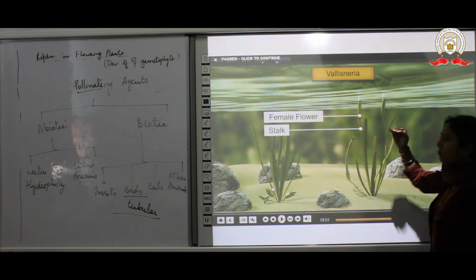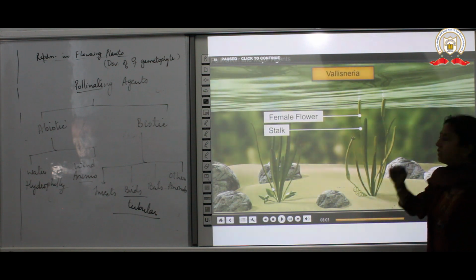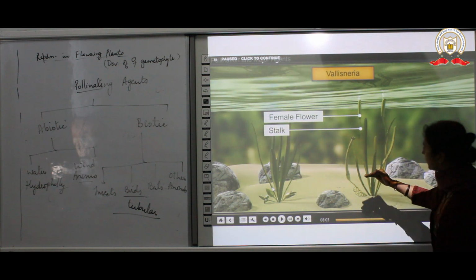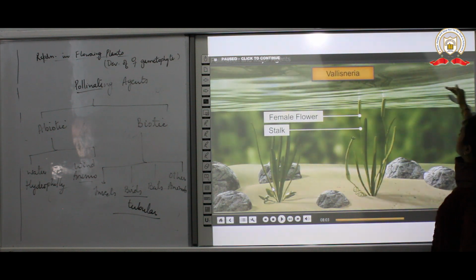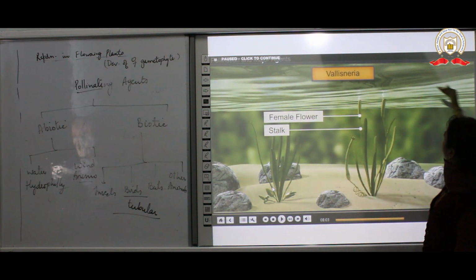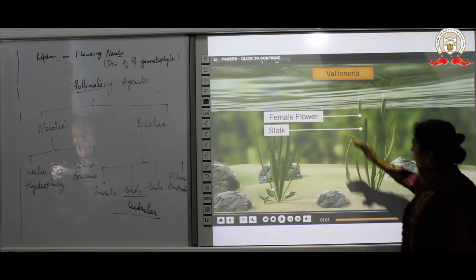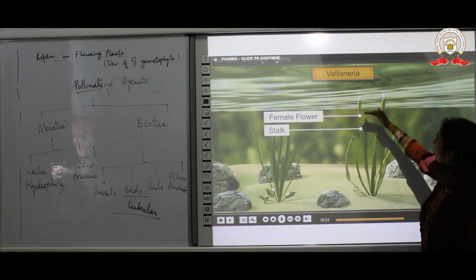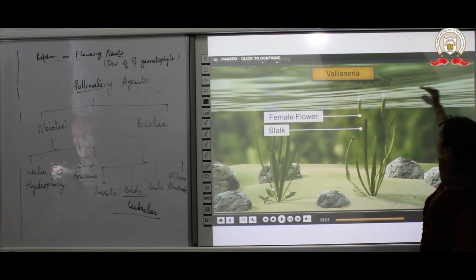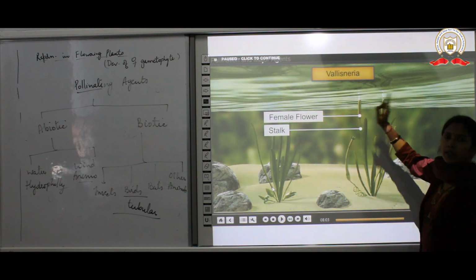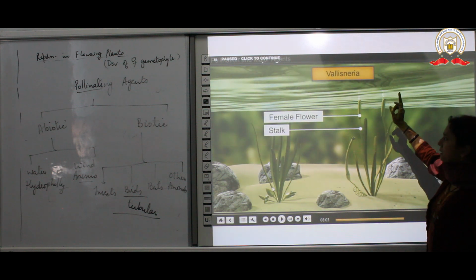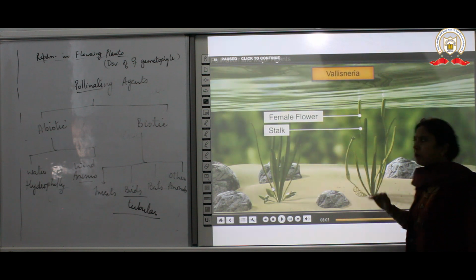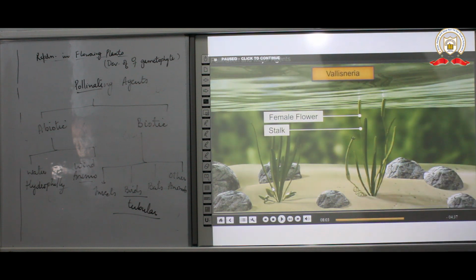pollination? When the pollen grains are mature, the male flowers are released from the plant and they move onto the surface of water. When they move onto the surface of water, the female flower also reaches the surface and comes in contact with the male flower or the pollen grain. As soon as the pollination takes place, the female flowers recoil and get submerged again inside.